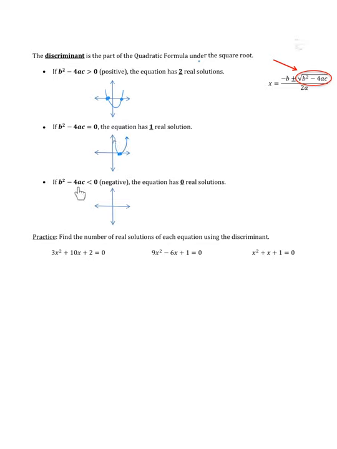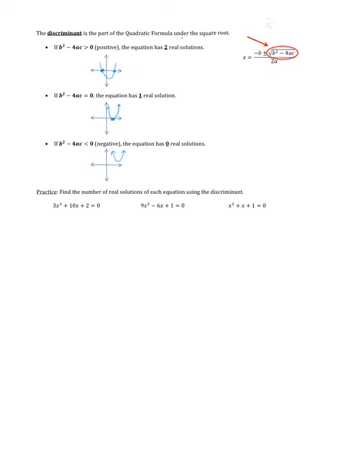If the b squared minus 4ac discriminant under the square root is equal to a negative number, the equation will have 0 or no real solution, because it will not cross the x-axis. Today your homework will just be working with the discriminant. Your goal will be to find the number of real solutions of each quadratic equation using the discriminant.